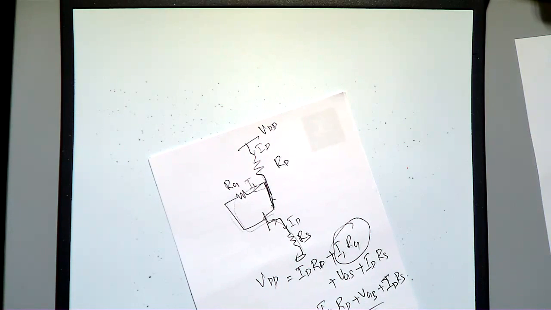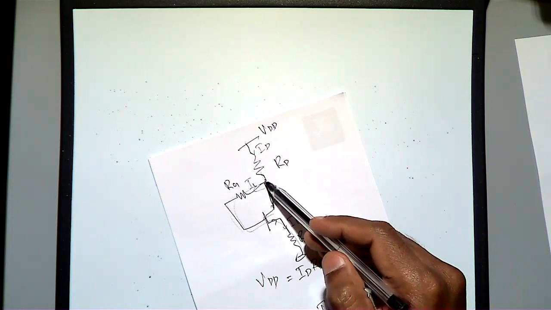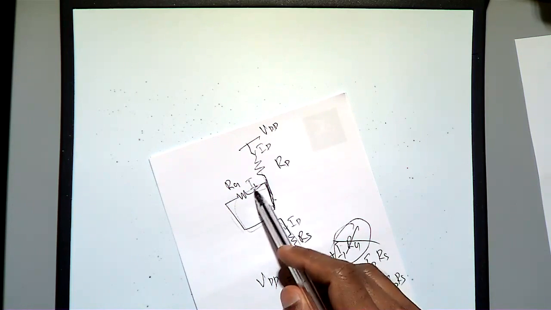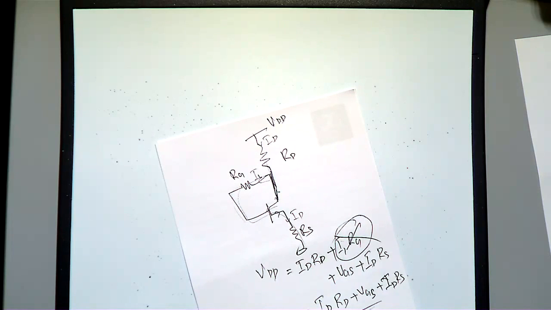Why? Because there is no current flowing through the MOS gate, so this I1 equals 0. That's the reason we don't have this term. The RG is there, but no current is flowing. So it is easy again.